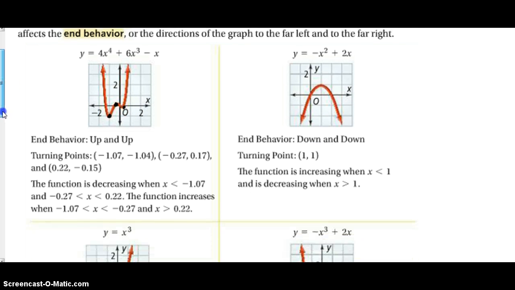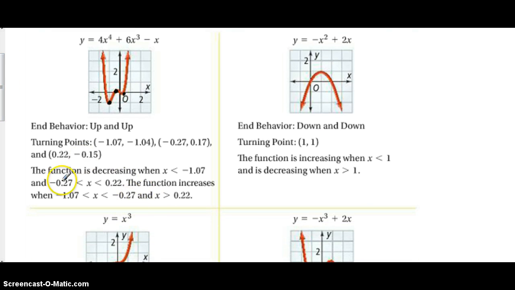Here's how you would describe the increasing and decreasing. The function is decreasing when it is less than negative 1.07. Oh, sorry, let's not say increases here. They have it all spelled out, and that's nice. It's decreasing when x is less than negative 1.07 and x is between negative 0.27 and positive 0.22. So it's decreasing here, therefore it must be increasing here and increasing here.